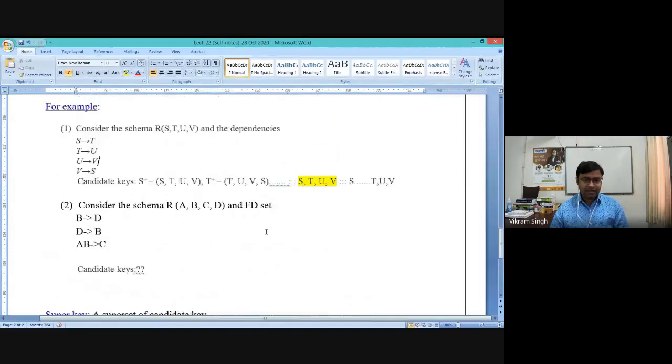So let's take the next question. There is a database relation given with 4 attributes A, B, C, D, and the FDs are B determines D, D determines B, and A, B determines C. Now you have to identify the candidate keys for that. Let's take a few seconds and try to respond to it. What is the possible candidate key for this?